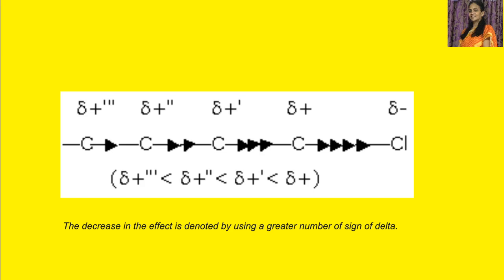So the positive charge on C1 carbon is more when compared to C2, which is more when compared to C3, which is more when compared to C4. We mean to say this.